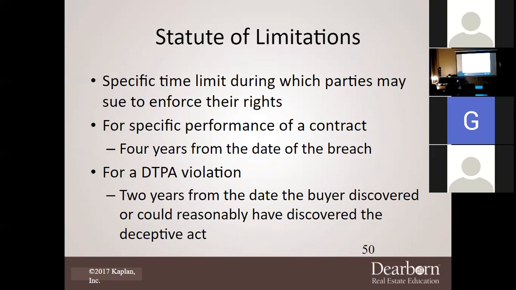Under a DTPA violation, it's 2 years from the date the buyer discovered or could reasonably have discovered the deceptive act. So if you see, your DTPA timeline is shrunk by half. Okay.